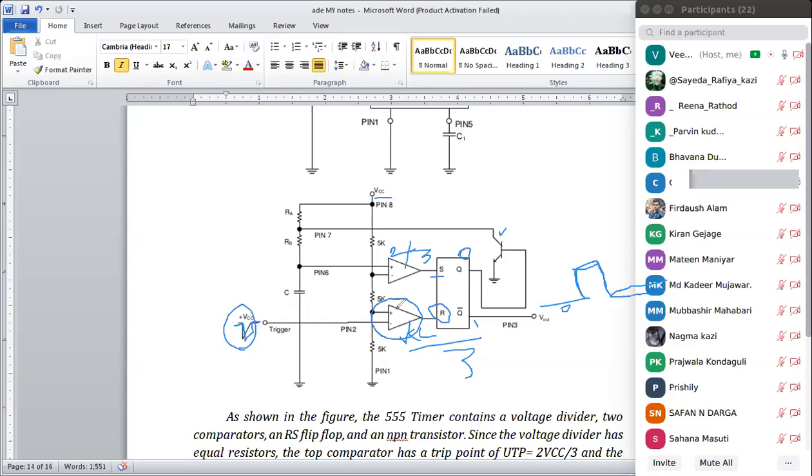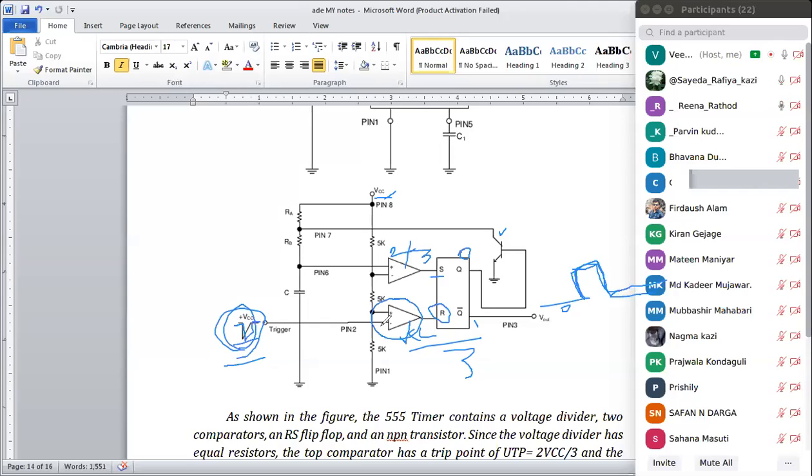Why? Because it is not comparing continuously. Comparator 2 is not comparing the value between VCC by 3 and the trigger input continuously. It compares only when we give a trigger input. That is why we get only one pulse, and that too whenever we trigger, giving input through this trigger pin number 2. Is that okay?